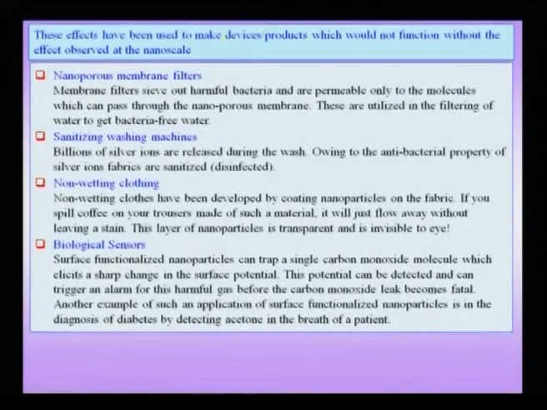A huge variety of devices and products are already in the market, many more on the way, and as you can see, they are filling a lot of niche areas where conventional materials cannot solve our problems. One example is nanoporous membrane filters. We already saw an example of how we can make a nanoporous material which is a hybrid of matter and air, or matter and vacuum, and such membrane filters can sieve out harmful bacteria and are permeable only to molecules which can pass through the nanoporous membrane.